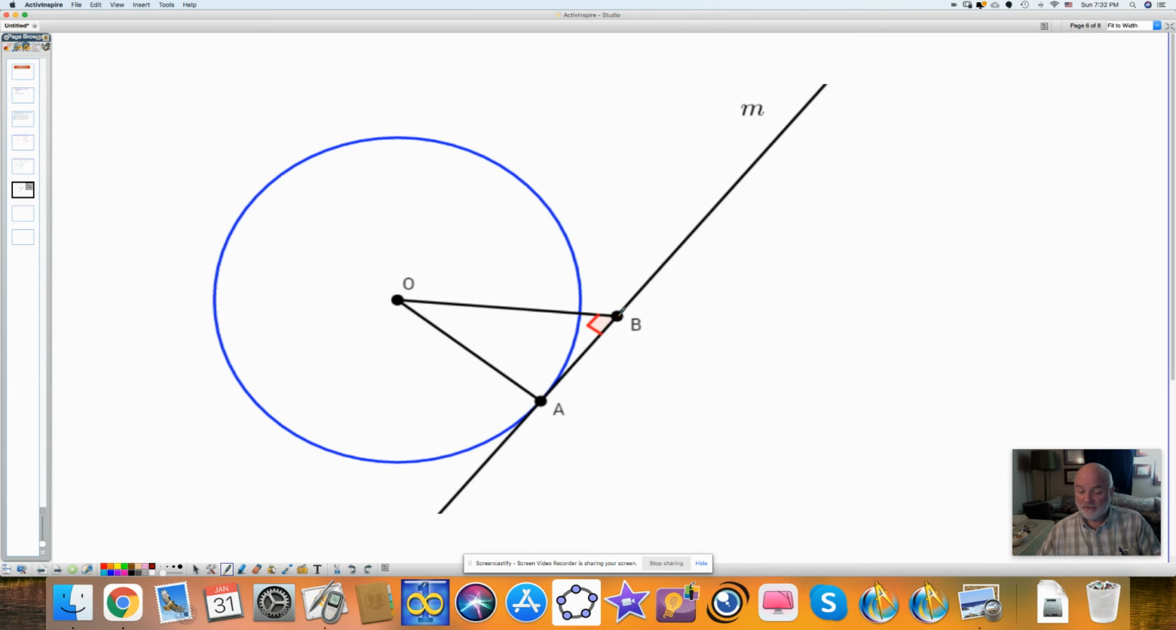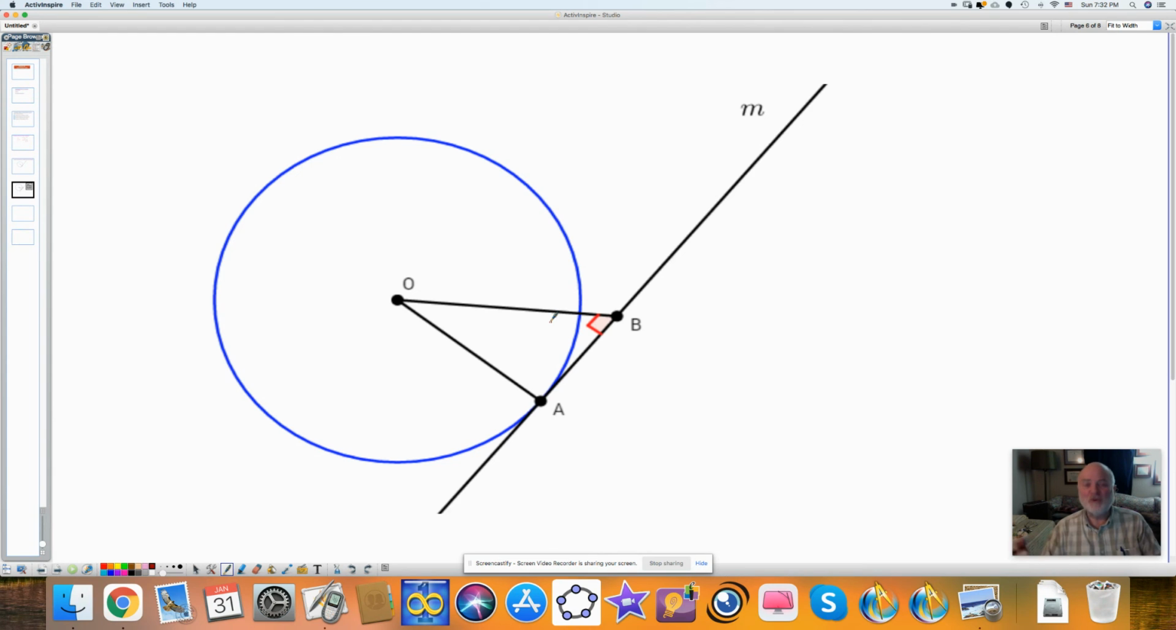Because if this point is not perpendicular, that means that there has to be some other point. And if this is true, I want you to notice that OA is a radius and OB extends beyond the radius. So this would have to be longer. OB would have to be longer than OA. But wait a minute. If OB is longer than OA and at point B we have a right angle, then the hypotenuse, that would be OB of this triangle, would have to be longer than OA.